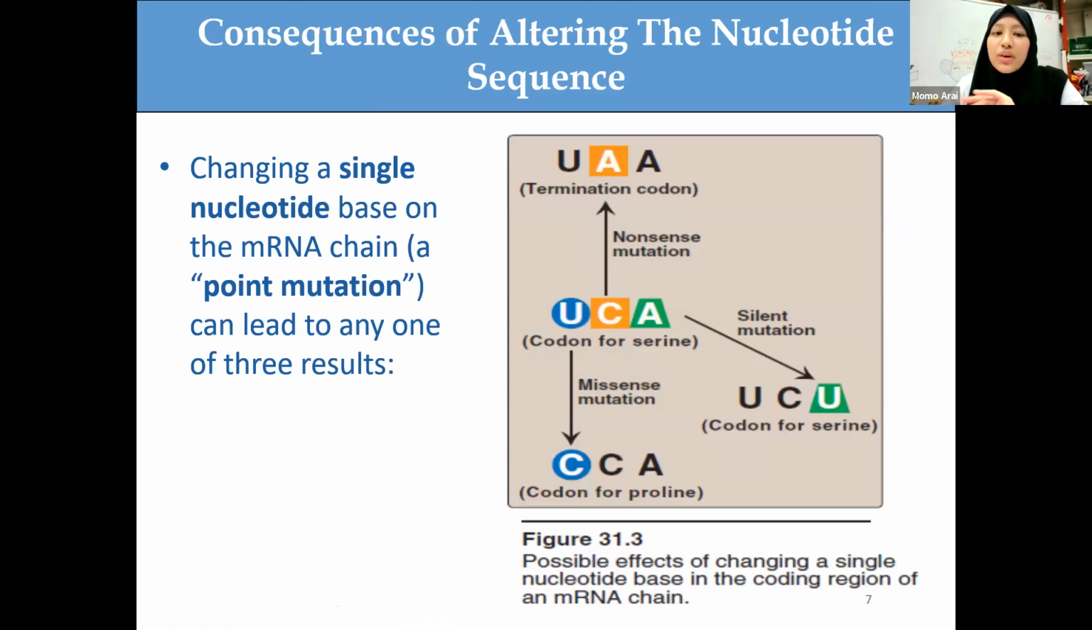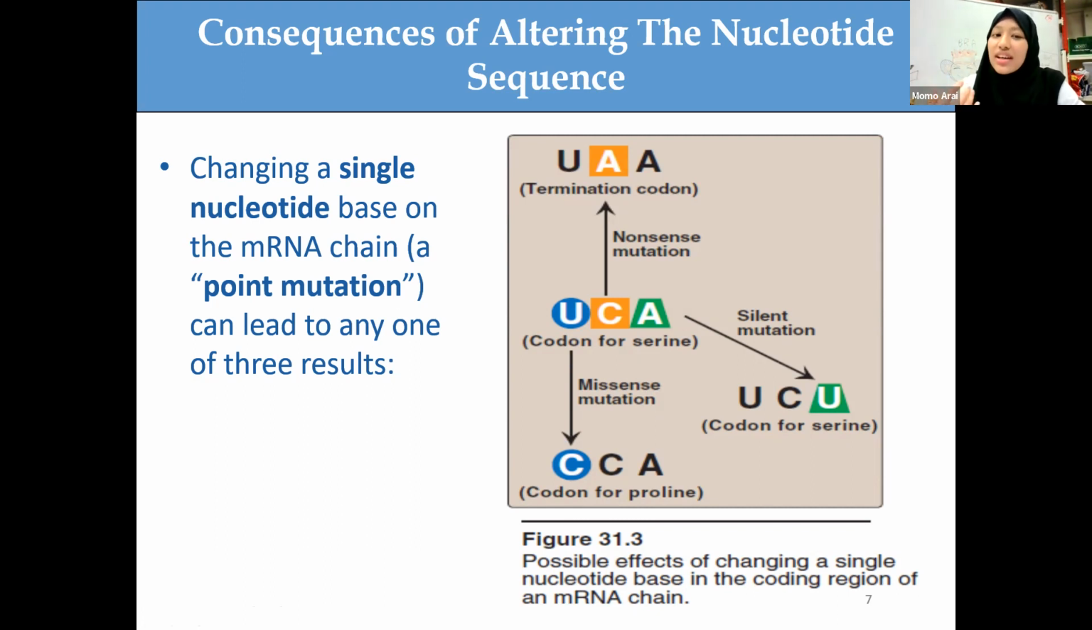So since I explained what codons are, three bases make a code, or a codon, for one amino acid. Now, sometimes there can be errors or mutations that happen in these bases. There are two main types of mutations: point mutations and something called frameshift mutations.